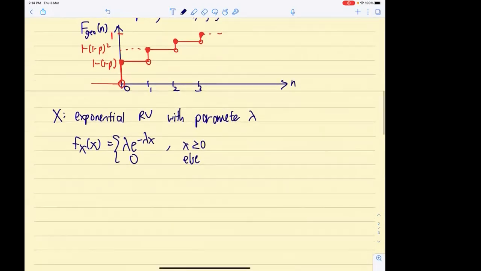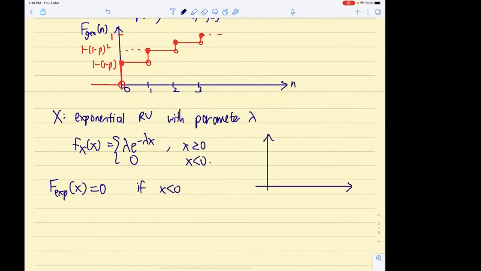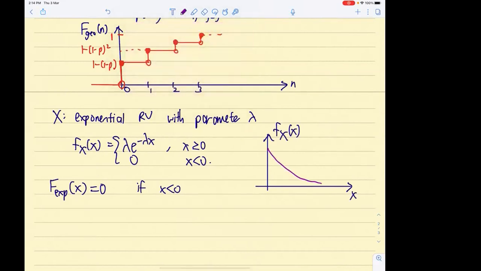Here, otherwise basically means x less than 0. So the CDF of an exponential random variable is equal to zero if x is less than zero, because we don't have any accumulation. This is the PDF here. The PDF looks like this. This is f_X(x) for an exponential random variable, and it basically decreases like this. This point is lambda, and this curve has formula lambda e to the minus lambda x.